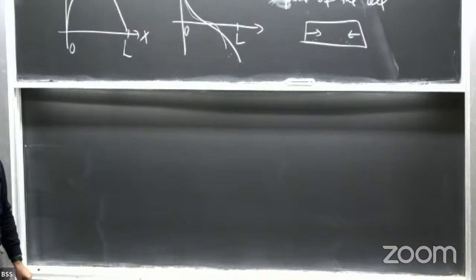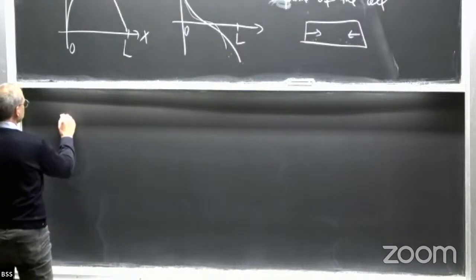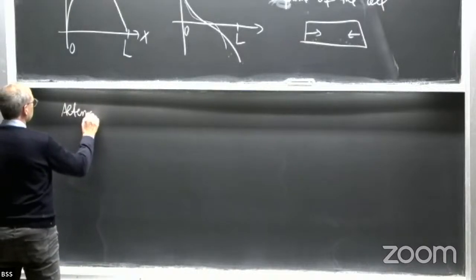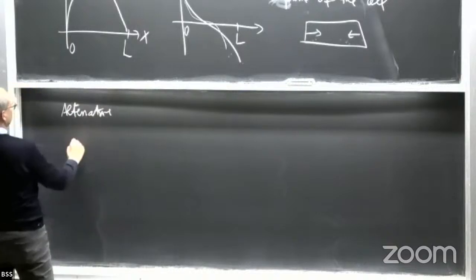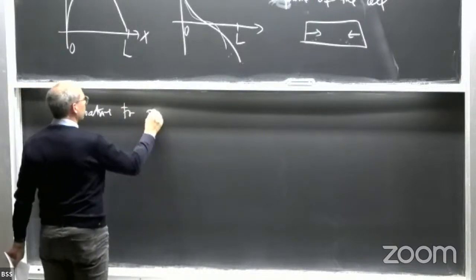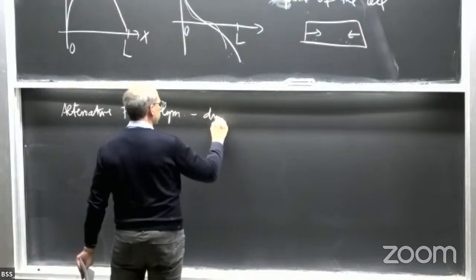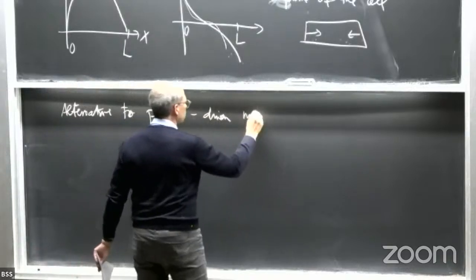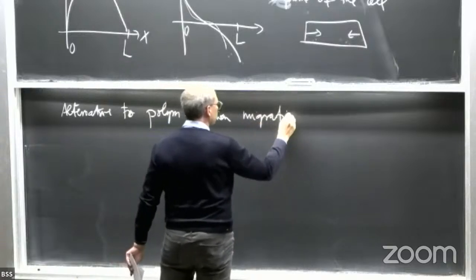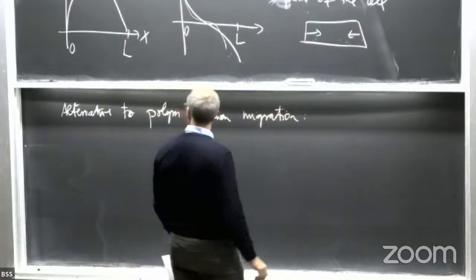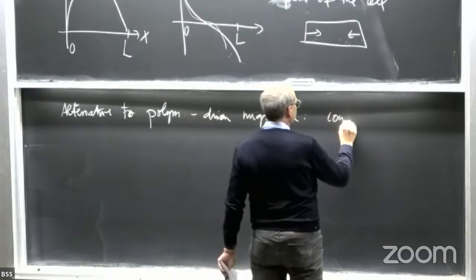That if you give plebiscite into the system, the retrograde flow goes. Polymerization is only one part of the equation, and the other part is the contractility. Okay, so alternative to polymerization-driven migration, we could now write down models for contractility-driven migration.